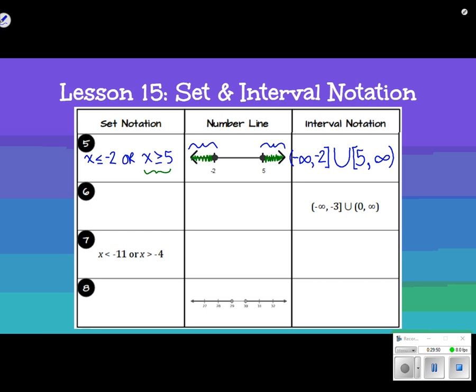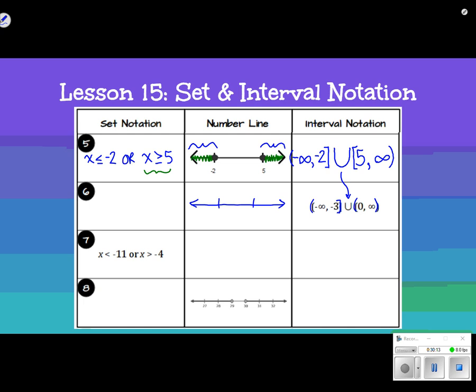Oh, looky here. There's another union. So that means we have another OR compound inequality. Now in this one, you can kind of tell the difference between the bracket and the parentheses. There's a bracket here, and then there's parentheses everywhere else. Easier when you have it to compare to something. So let's get this on a number line.